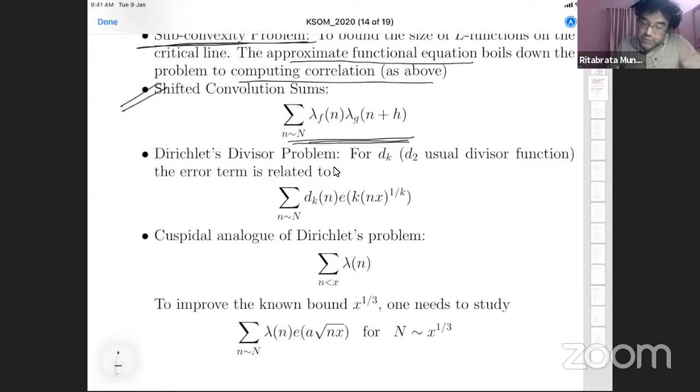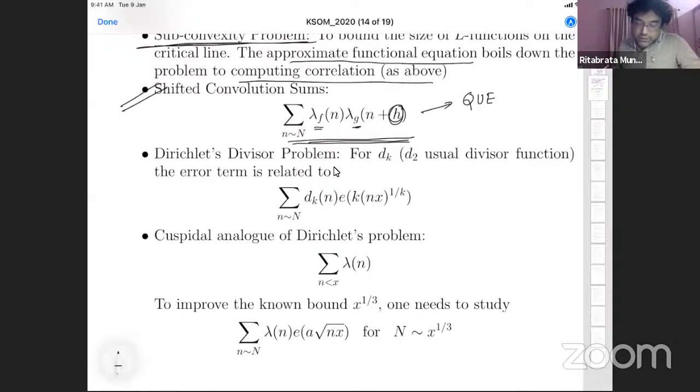Okay, so here I'm looking at the GL2 cross GL2 shifted convolution sum problem. Both f and g over here are GL2 automorphic forms, and I'm looking at the normalized Fourier coefficients. So I'm shifting one of them by a fixed number h. Even if f equals g, since I'm shifting by a number h, there should be some cancellation in this sum. So that's a general shifted convolution sum problem, and this is also related to what is called arithmetic quantum chaos or quantum unique ergodicity.